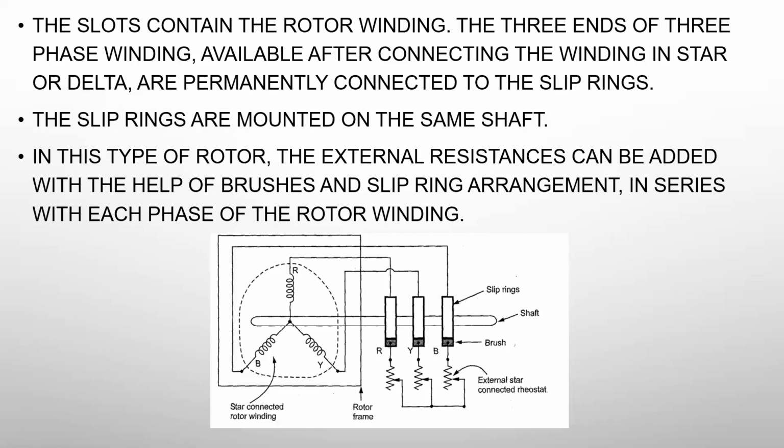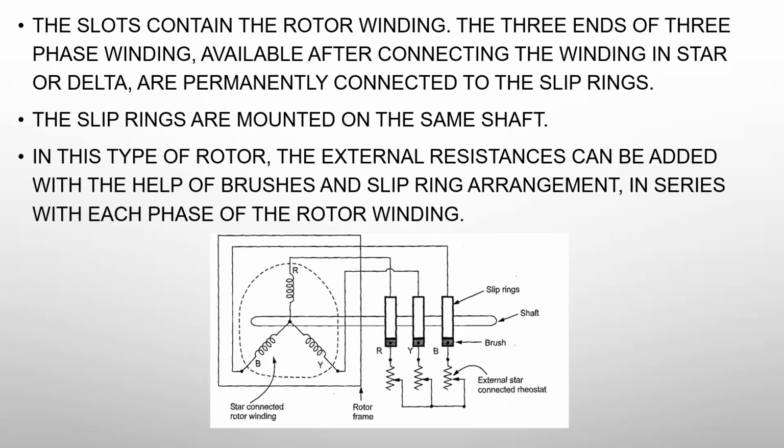The slots contain the rotor winding. This is a star connected rotor. The star connected rotor winding is connected to the slip rings, which have brushes, and externally connected rheostats are also present. So this is another form of rotor construction.